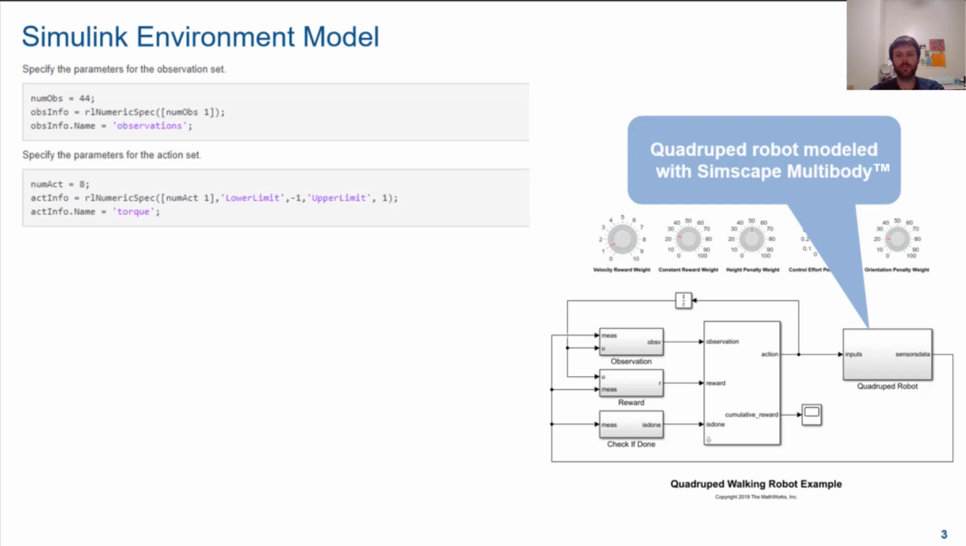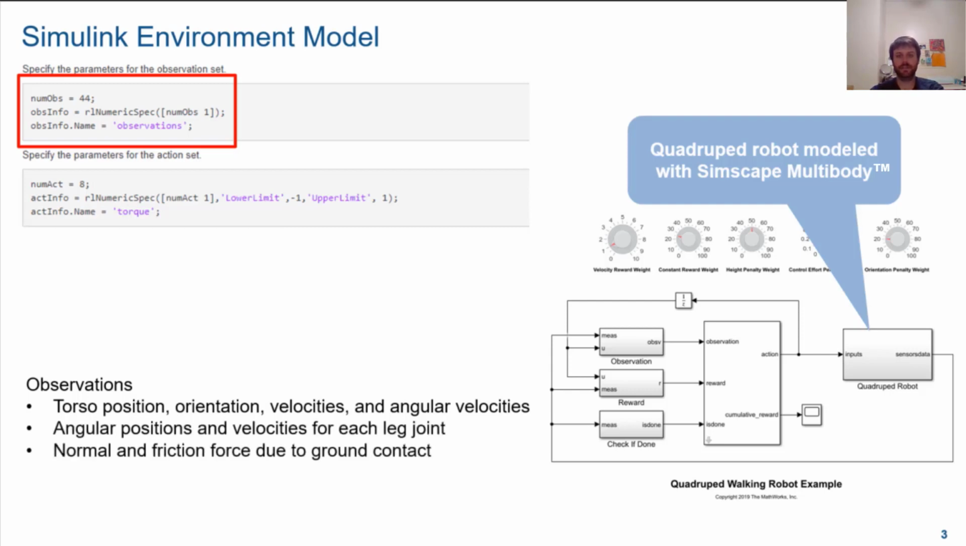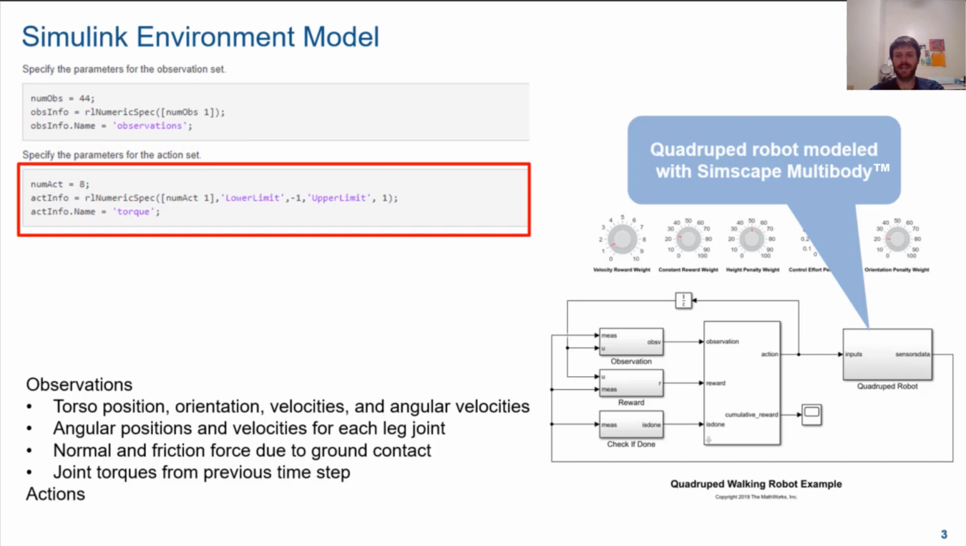The quadruped robot has the following 44 normalized observations: position, orientation, velocities, and angular velocities of the torso, joint angles and velocities, contact forces at the feet, and the joint torques at the previous time step. The robot has 8 actions for the joint torques of each hip and knee joint. Each joint is saturated at plus or minus 10 Newton meters.